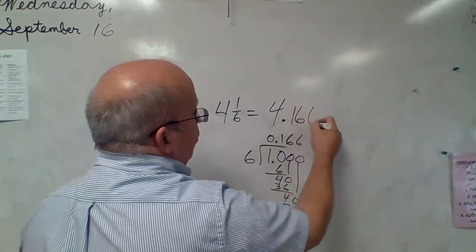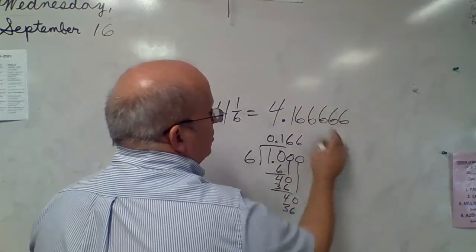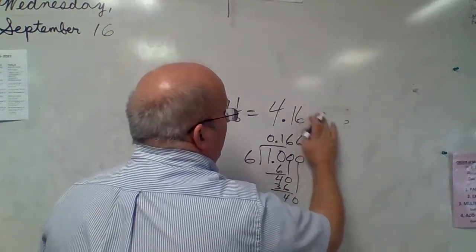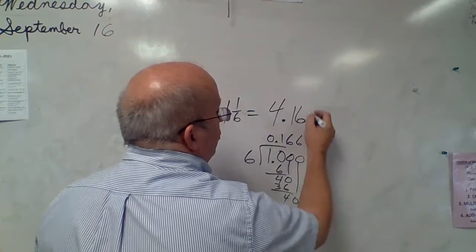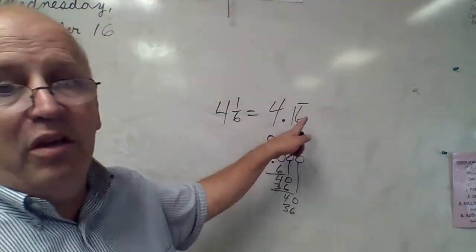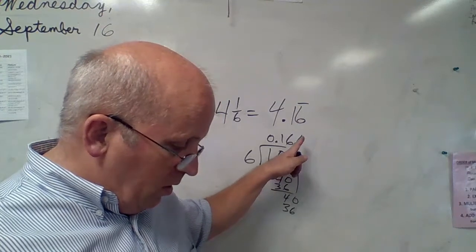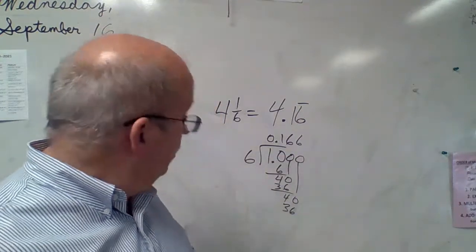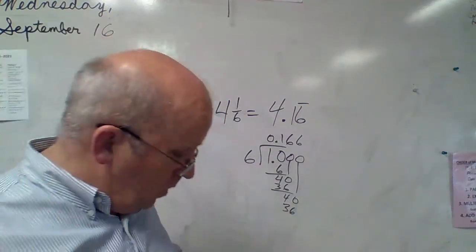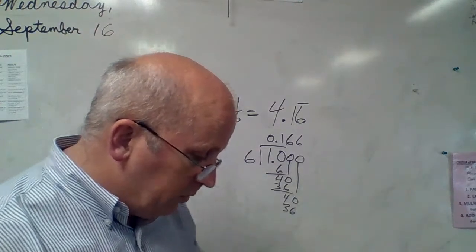It's really 4.1666666. Or, as we've talked about in the past, because the 6 is repeating, we put bar notation over the top of the 6. It's really 4.16 with bar notation. Okay? Any questions so far?